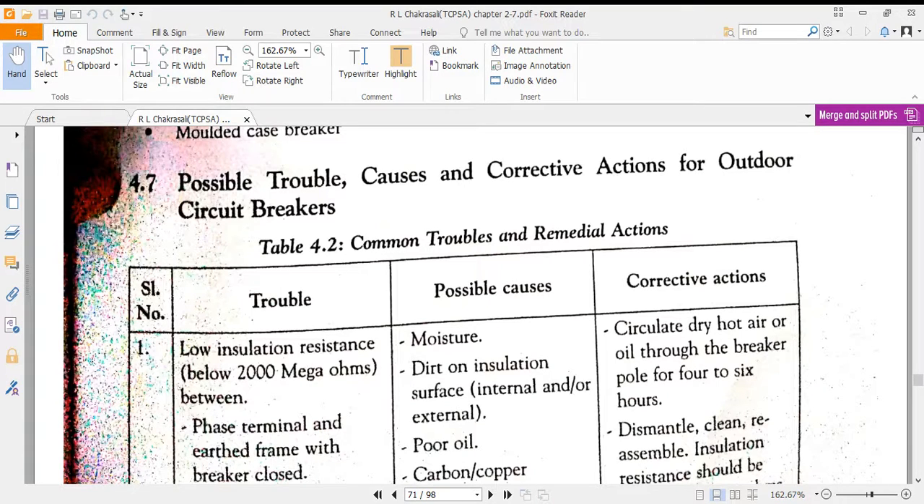Yeah, is it visible now? Is the screen visible? Okay, good.